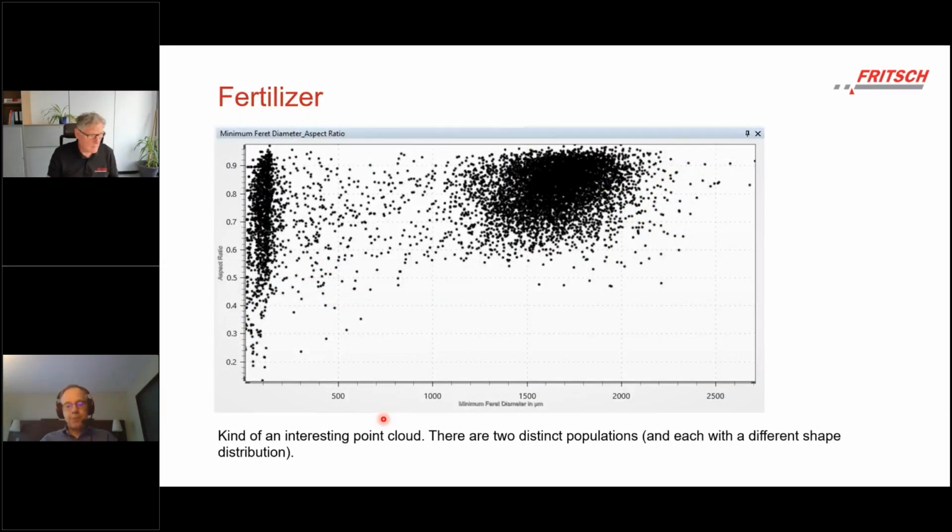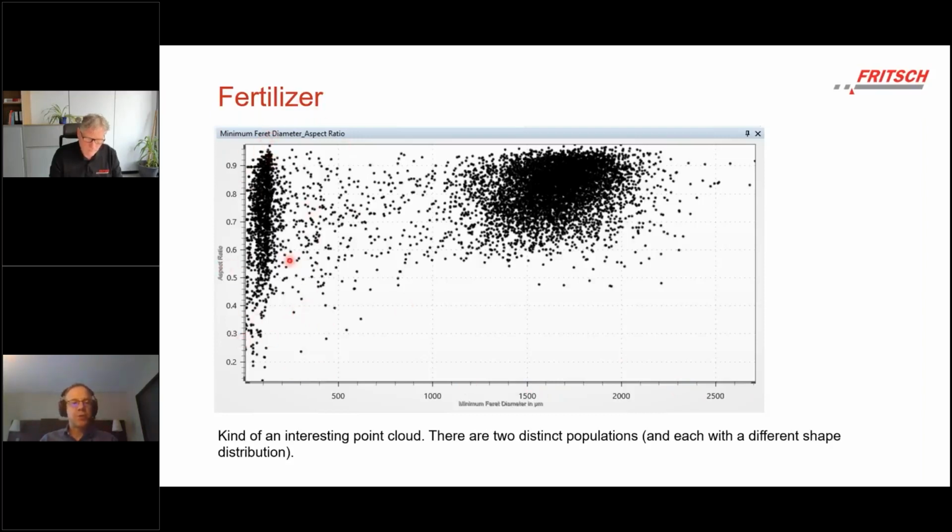So I mentioned a couple of fairly uniform samples where we had the two metal powders. We really expected all the powders to form a single peak in the size distribution. We had the seeds, which is a mixture of two different distributions. And then I want to talk about fertilizer. And this is a fertilizer sample with a very interesting point cloud. I'm plotting aspect ratio on the left as a function of minimum Feret diameter across the bottom. And you can really spot two distributions.